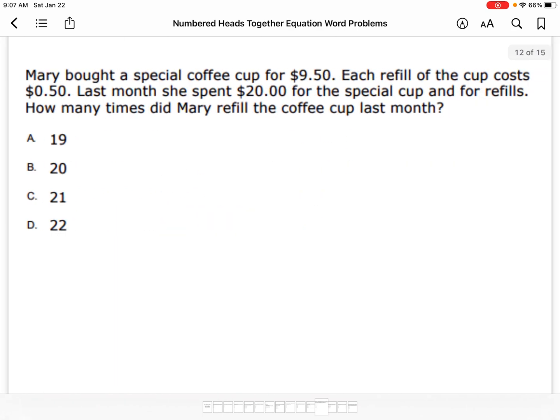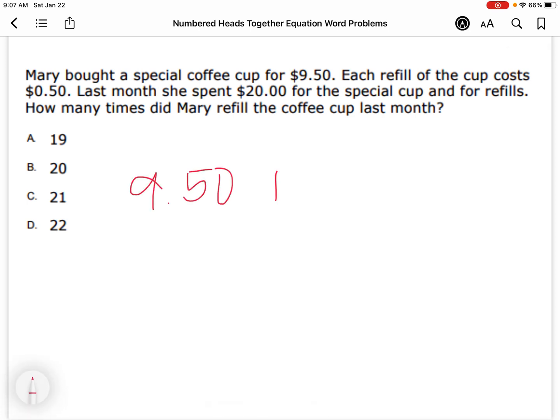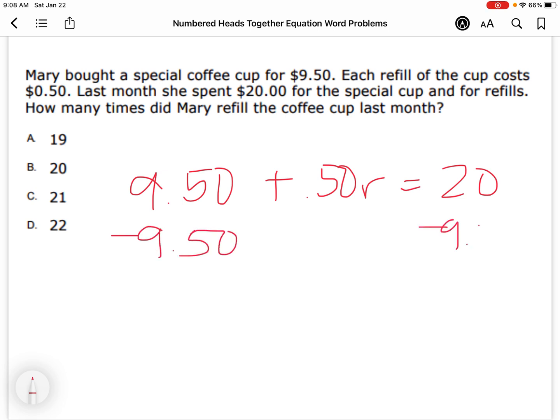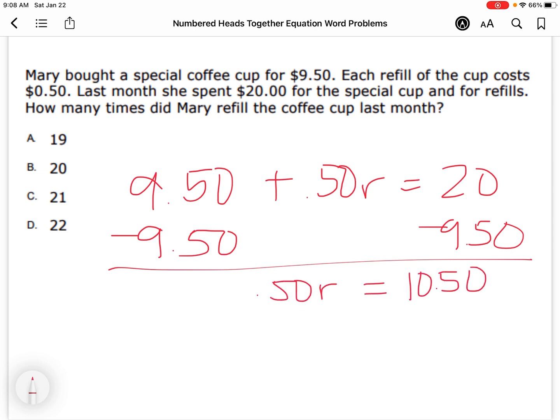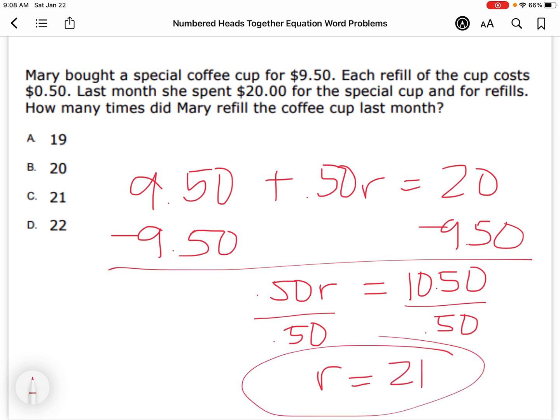Mary bought a special cup of coffee for $9.50. Each refill cup cost 50 cents. She spent $20 last month. So $9.50 plus 50 cents for a refill gives you $20. How much did she spend on refills? So minus $9.50. So we have 50 cents per refill. She's got $10.50 in refills divided by 50 cents. She got 21 refills.